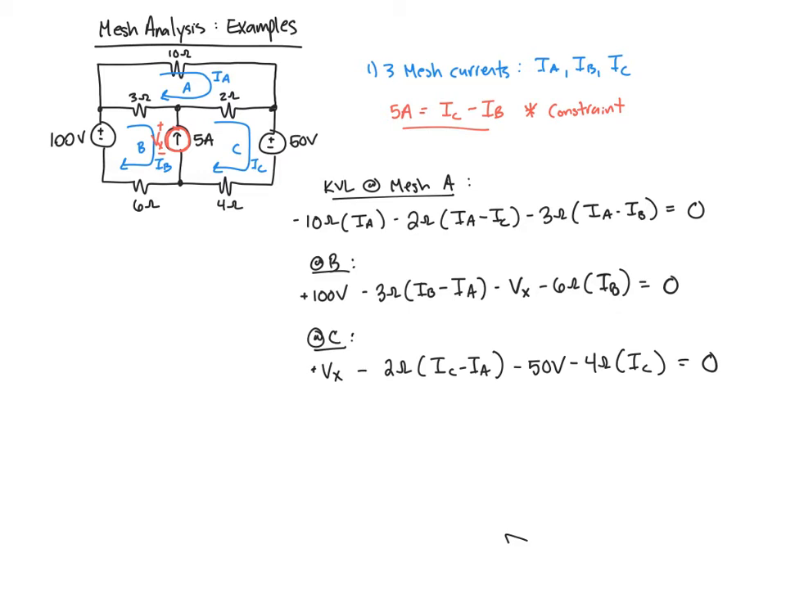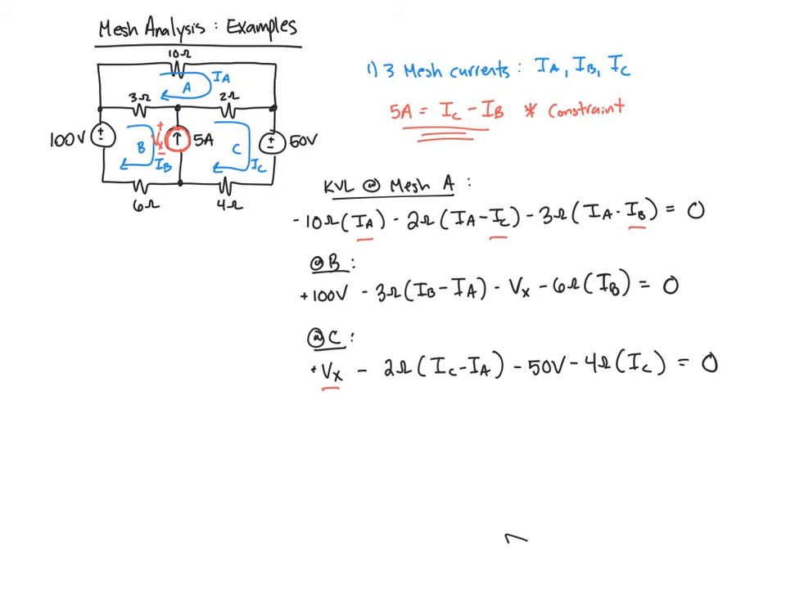Okay, so let's look at the system that we've built. We've got 3 unknown currents, IA, IB, and IC, and unknown voltage Vx. So that's 4 unknowns, 3 KVL expressions, but remember the constraint expression that we defined at the beginning relating IC and IB together. In other words, unknowns IC and IB are not independent. They are related to one another, and that's because of this 5 amp source.